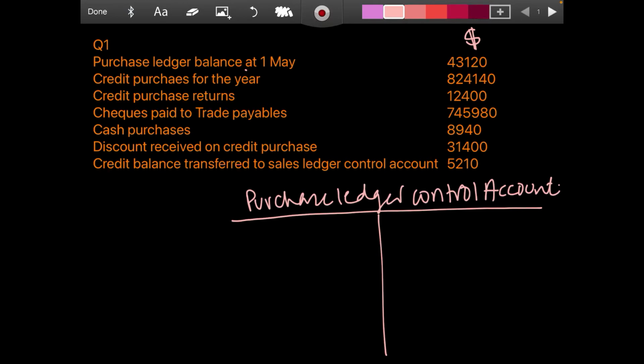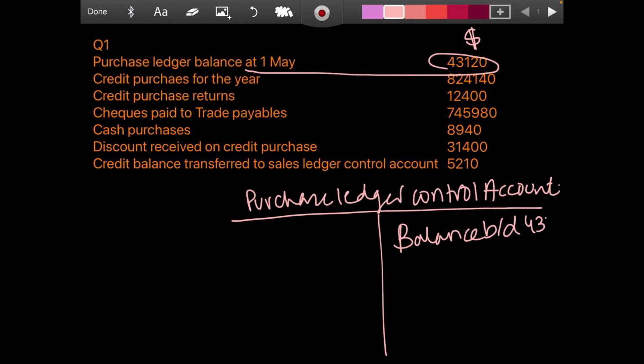Okay, so purchase ledger balance at 1st May. So this is our balance BD, and because we treat our purchase ledger control account in a similar way as trade payables, the balance will be on our credit side. 43120. Credit purchases for the year, this will be on our credit side as well.